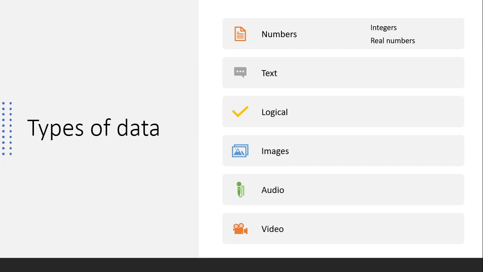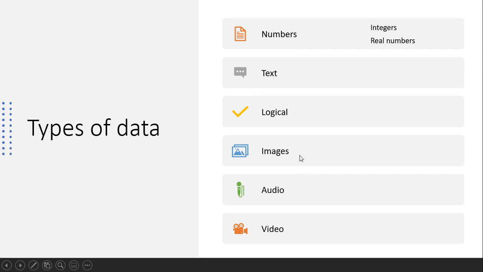Whether we process video, right now we are also recording video. So video is basically images plus audio. So it is also encoded in the form of ones and zeros. So all the data, our computer can process all these types of data.